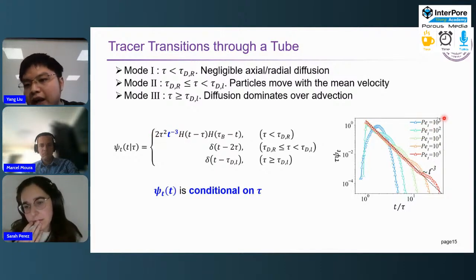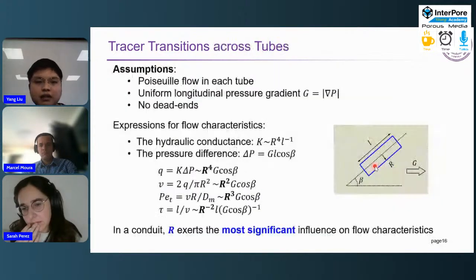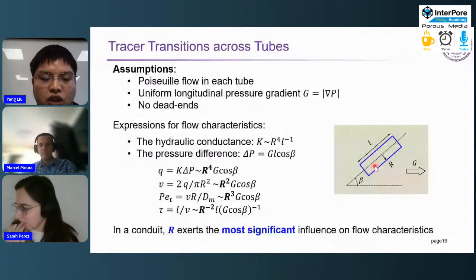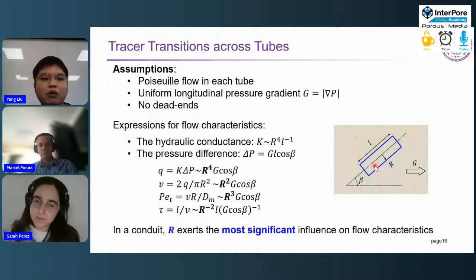And under moderate Peclet number, the transition time distribution is highly concentrated near twice the advection time scale. Secondly, we examine tracer transitions across different tubes, and we made the following assumptions: positive flow in each tube, a uniform longitudinal pressure gradient, and low dead ends.